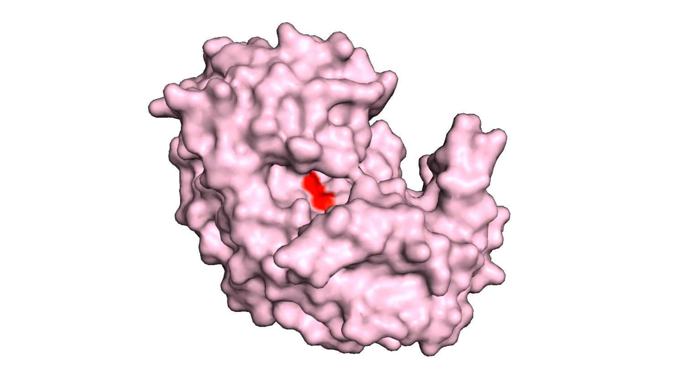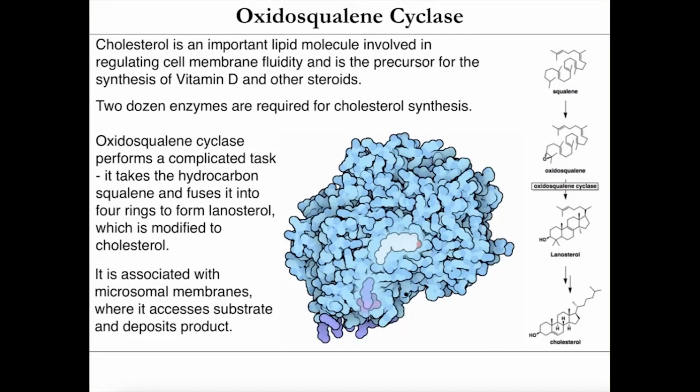So the next enzyme we're going to look at is oxidosqualene cyclase. So this enzyme is actually involved in the synthesis of cholesterol. So cholesterol is a very important lipid molecule. It's involved in regulating cell membrane fluidity, and it's also the precursor for the synthesis of vitamin D and other steroids. So cholesterol is really, really important. So it's a steroid as well.